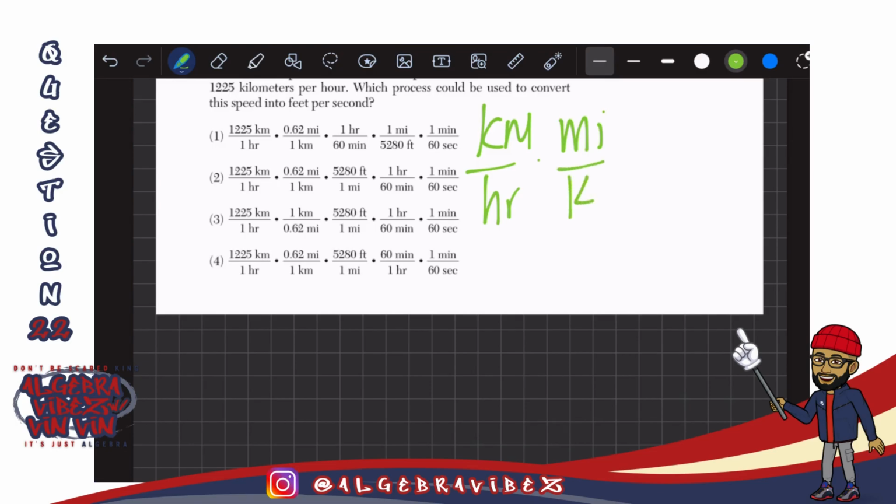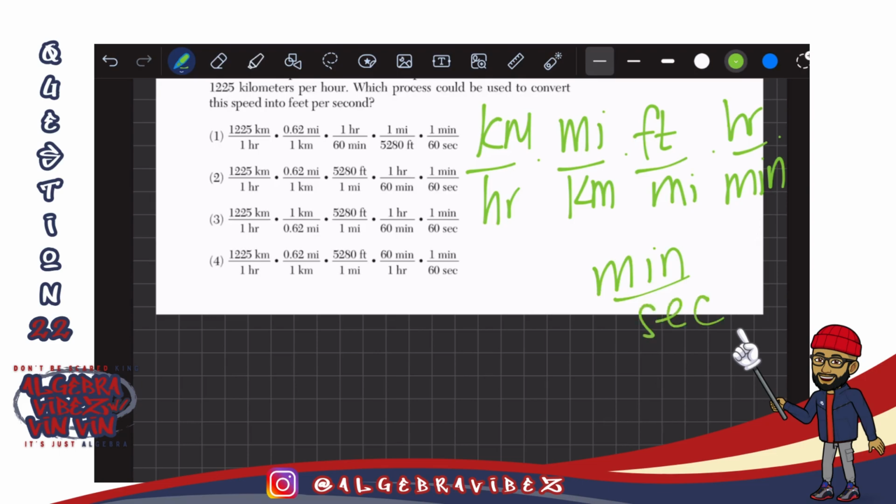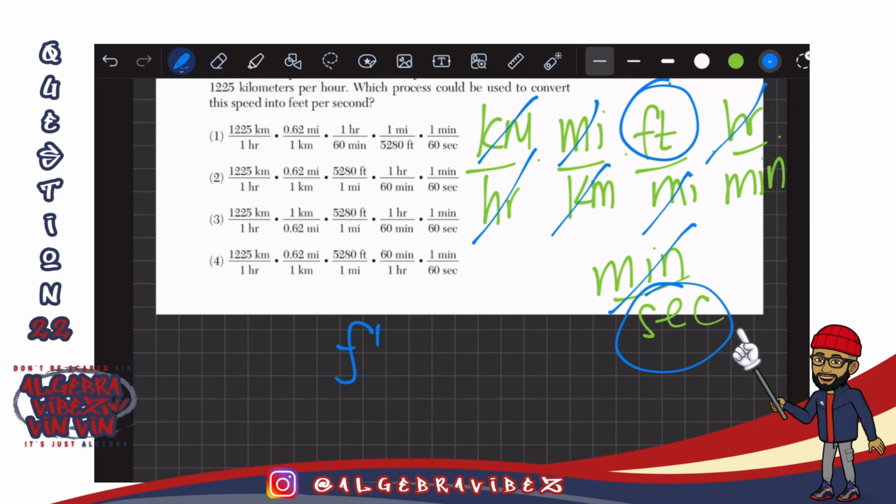times miles over kilometers, times feet over a mile, times an hour over a minute, times a minute over a second. Now we're going to get rid of some stuff. What cancels out? Kilometers and kilometers, miles and miles, hours and hours, and then minute and minute. This is correct because it leaves us with what we're looking for, which is the conversion of feet per second. So our answer is going to be 2.